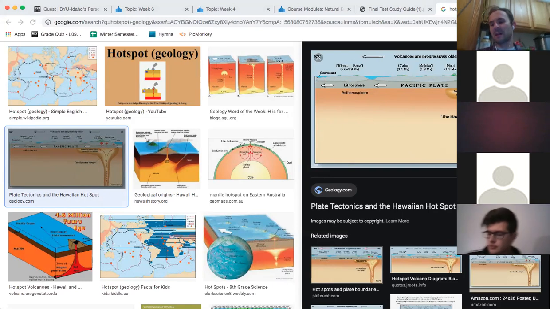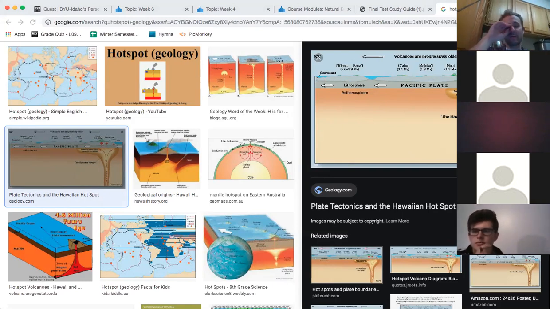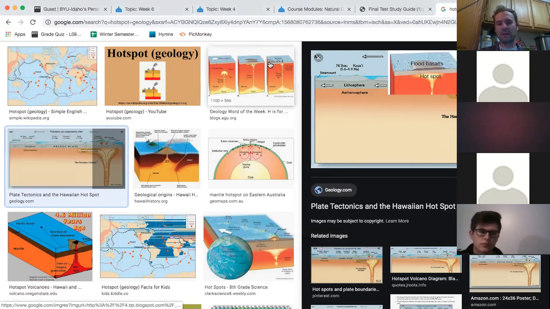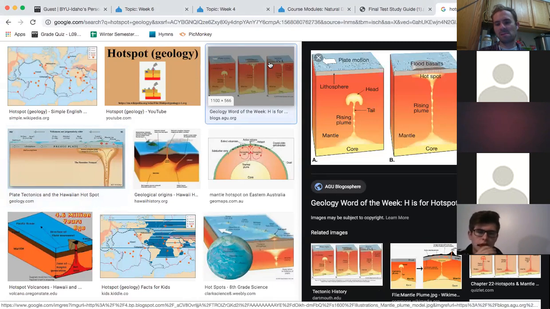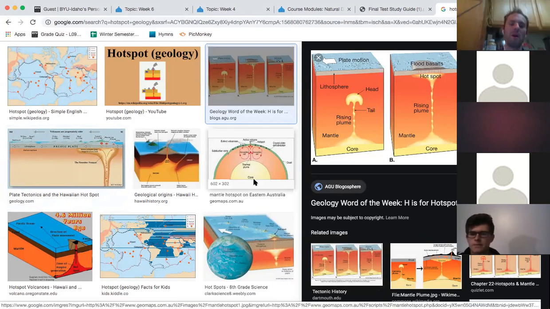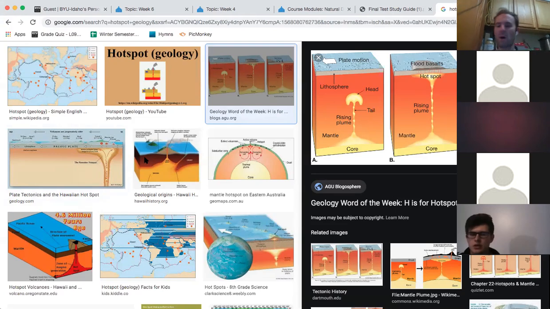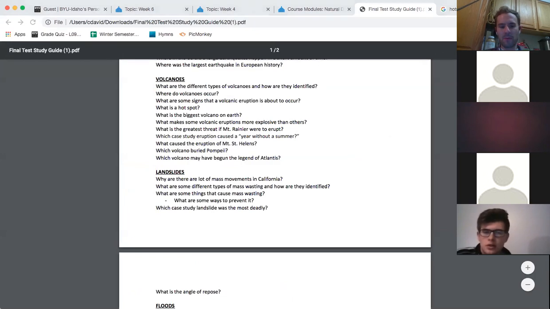There's another famous hotspot. See if you guys can remember. It was mentioned in your reading. Where is there another famous hotspot in the world? There's another good one for you. Yeah, Yellowstone. Perfect. So Yellowstone is another hotspot on the Earth that we know of, besides the Hawaiian hotspot. Very good. Okay, so we'll hop back to this.